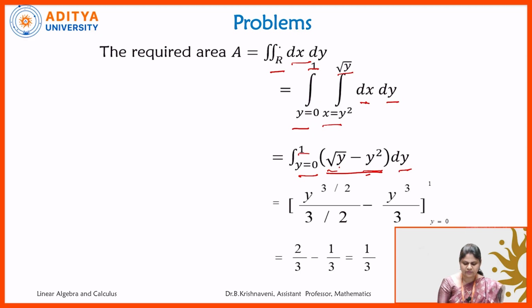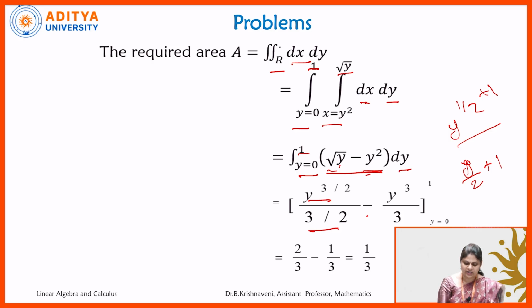So root y can be written as y power 1 by 2, and the integration of y power 1 by 2 is y power (1 by 2 plus 1) divided by (1 by 2 plus 1). Which gives y power 3 by 2 divided by 3 by 2, minus the integration of y square, which is y cube by 3, with limits y is equal to 0 to 1.